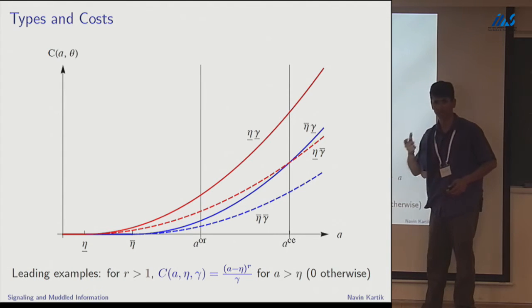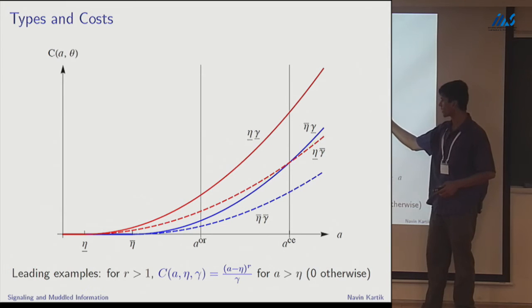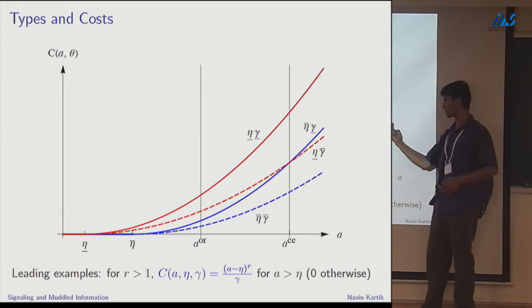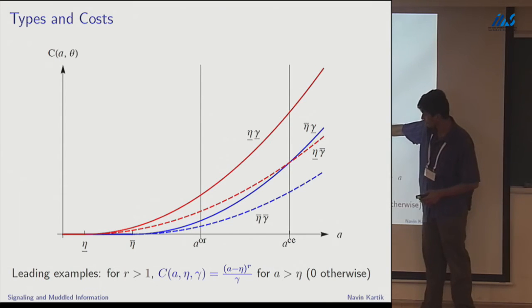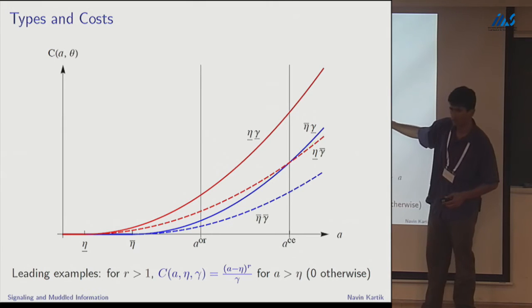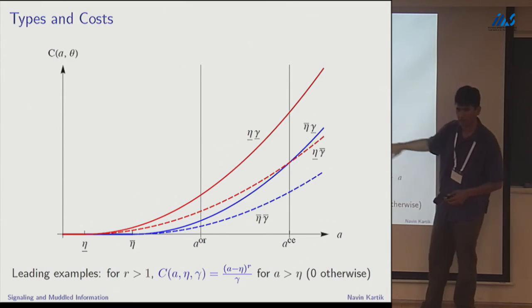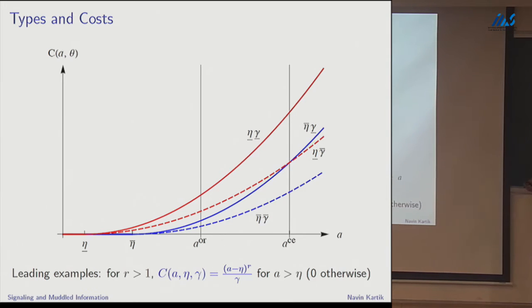Then there are these 2 intermediate types, that's what we were talking about earlier, where you have a high natural action and low gaming ability, or a low natural action and high gaming ability. These are in between in the sense of their cost curves, between the lowest and the highest. But these 2 are not ordered because the cost curves are going to cross at some point. So that's the picture. And if you want to have some kind of a functional form in the back of your mind that's useful for applications, here's one family that's very tractable. If this exponent is 2, for instance, the cost is just quadratic in the distance between your action and your natural action divided by your gaming ability.